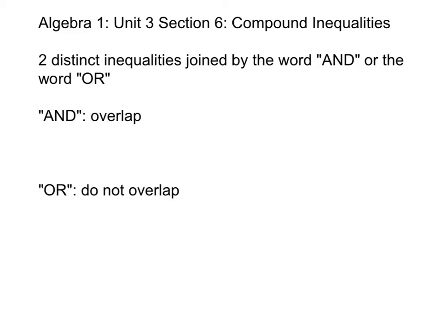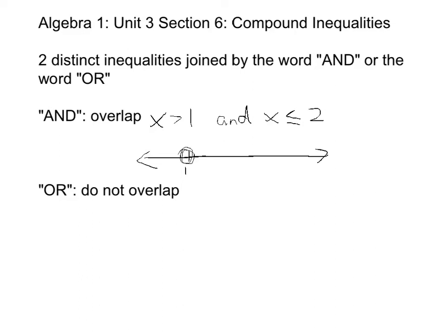Let's say you have x is greater than 1 and x is less than or equal to 2. Now, graphically, they look like this. You have an open circle over the 1, and we want the arrow to go to the right. If we graphed x as less than or equal to 2, it would be a filled-in circle, and the arrow would end up going to the left. So look how they meet with each other. They basically overlap, and the actual solution to the problem is where they overlap.